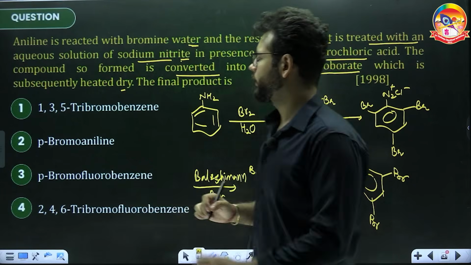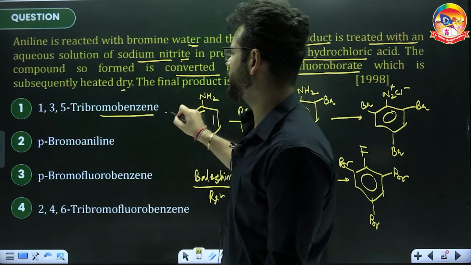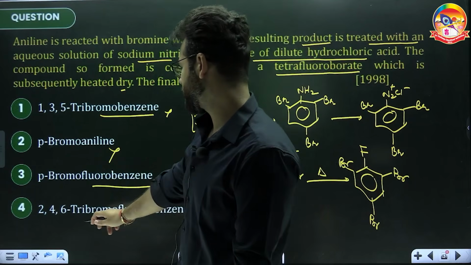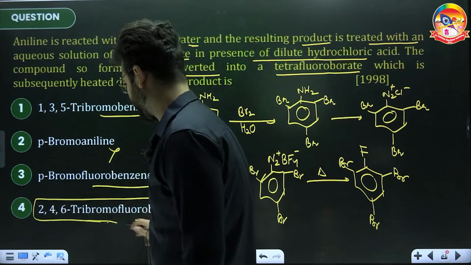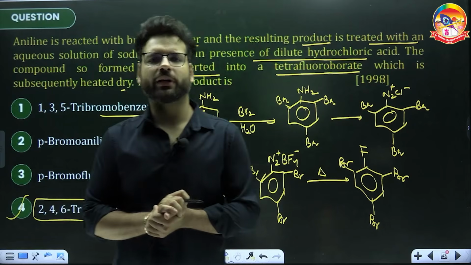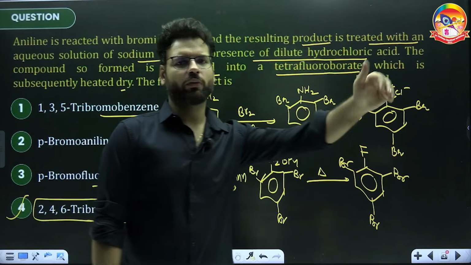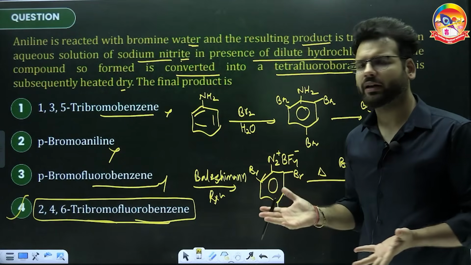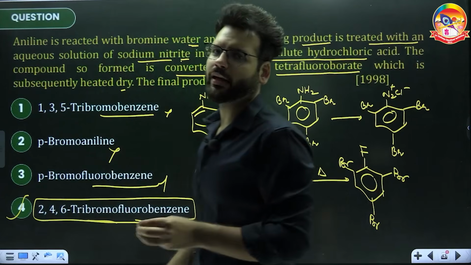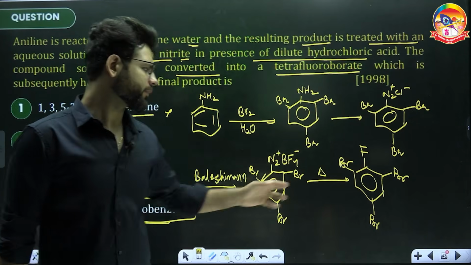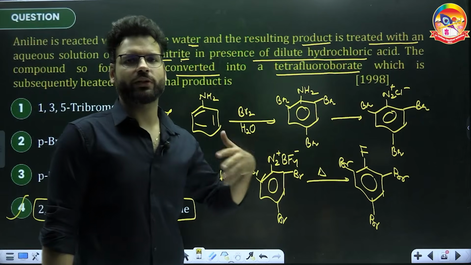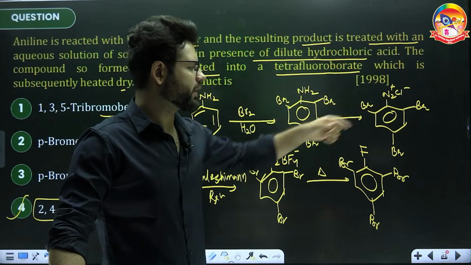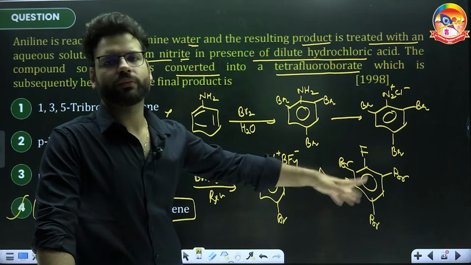What is the final product? Is it a 1,3,5 tribromobenzene? No. Is it a parabromo? No. It's a 2,4,6 tribromofluorobenzene. A little bit of a tougher question as per NEET level, but it's a very old question, but can be asked. It's not a tough question as per you. This is from the NCERT. All the reactions are from the NCERT, just that 3-4 reactions are done subsequently here. Okay, bromination, which is your electrophilic substitution, tribromination, diazotization, Balz-Schiemann reaction.